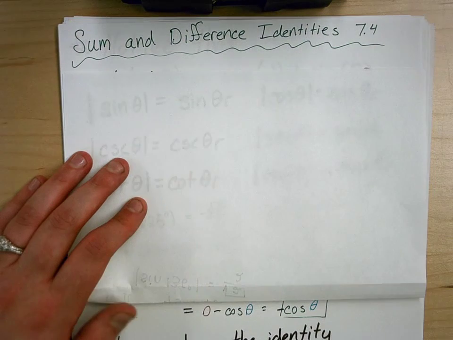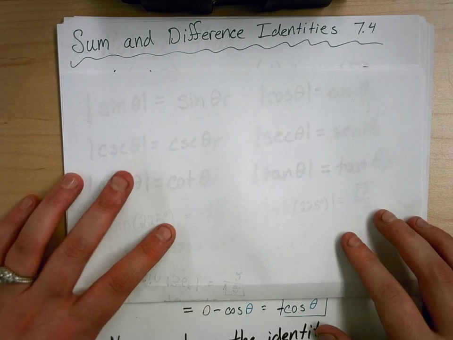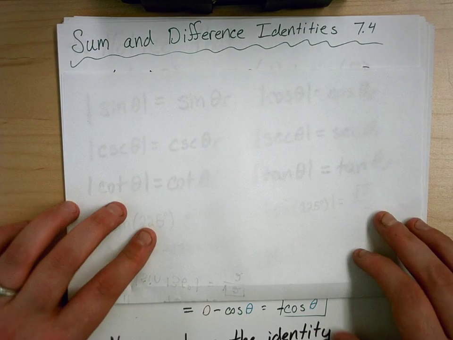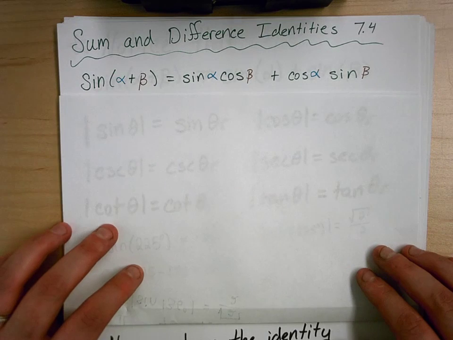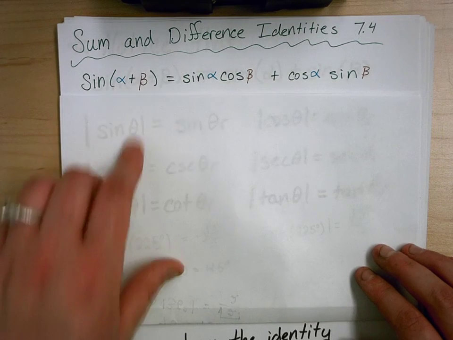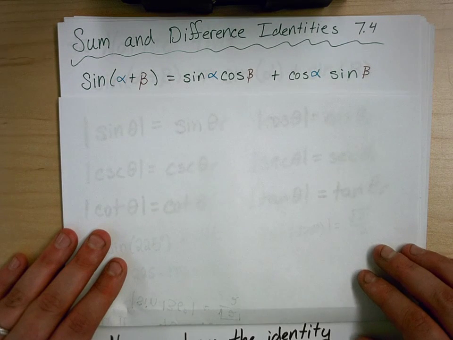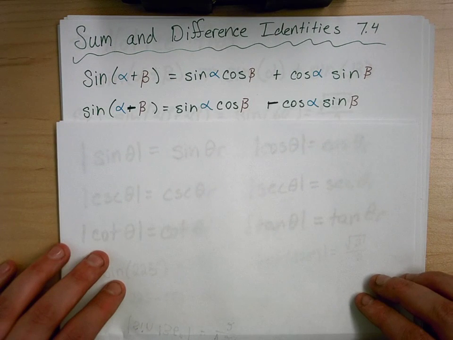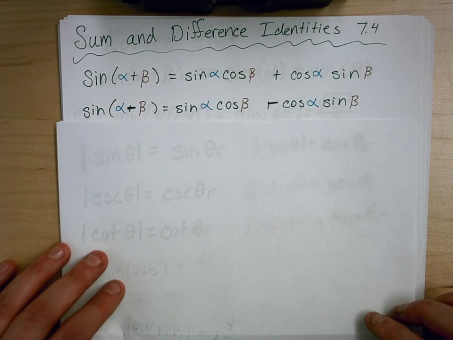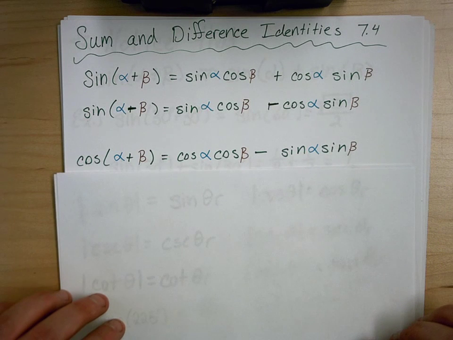Alright, today we're going to be looking at sum and difference identities. This is section 7.4. First, let's go over what the sum and difference identities are. So we have that sine of an angle alpha plus an angle beta equals sine alpha cosine beta plus cosine alpha sine beta. Sine of alpha minus beta equals sine of alpha cosine of beta minus cosine of alpha sine of beta. Then down here are the cosine ones.